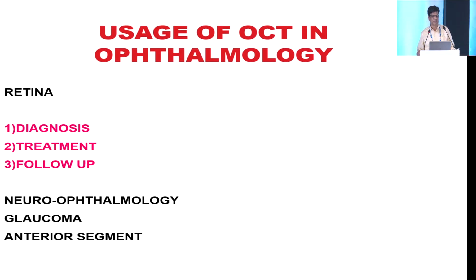So coming to the usage, of course, the maximum use is in the retina, in diagnosis, in treatment and follow-up. Neuro-ophthalmology also is a big help, particularly in benign intracranial hypertension, where we can objectivize the thickness of the nerve fiber layer and the optic nerve head and tell our neurology colleagues when the treatment needs to be stopped. And when sometimes you can get confused whether there is edema or not, this will give a very clear-cut picture that the patient may be just having a normal optic disc. And of course, anterior segment, which is beyond our scope in this session.